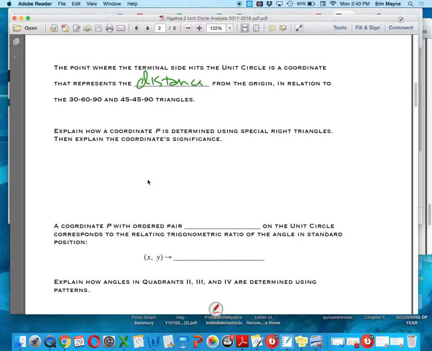Based on the proportional triangles from the origin.